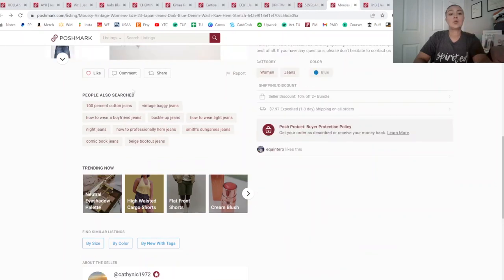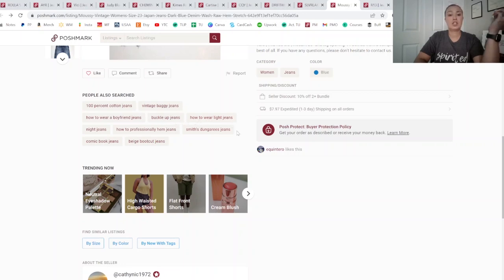100% cotton jeans. So again, this person wrote out the word percent. The other person just wrote 100 cotton. So if you have a pair of 100% cotton jeans, are you distinguishing that? I would be putting rigid, no stretch, 100% cotton. That's important. Vintage baggy jeans. Are you writing baggy or are you writing loose fit? Are you writing boyfriend? How to wear boyfriend jeans, buckle up jeans. I don't know what that is.